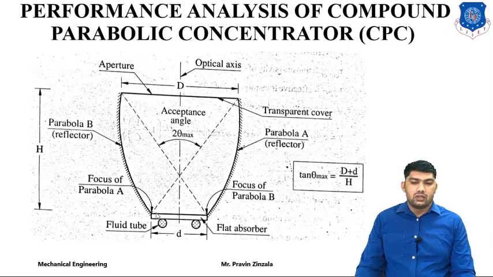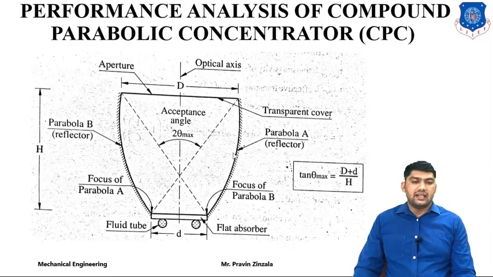Here is the focus of parabola A, and here the focus of parabola B. The top width is called the aperture, meaning the total radiation received on the surface. The diameter or length of the aperture is equal to capital D. This vertical axis is called the optical axis. This is called the acceptance angle, meaning the solar radiation accepted by our collector. We can measure it with respect to the optical axis, so here theta one and here theta two, and the total angle is equal to 2 theta.